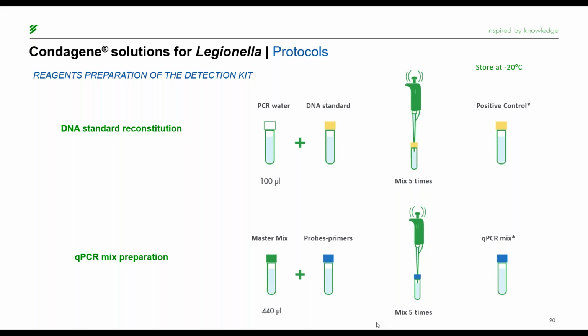And for that, we would add the entire content, 440 microliters, of the tube with the master mix, which is the green cap, to the blue cap tube. Again, we mix it very well. We discard the tube of the master mix that will now be empty, and we have our mixture for the qPCR ready in the tube with the blue lid.